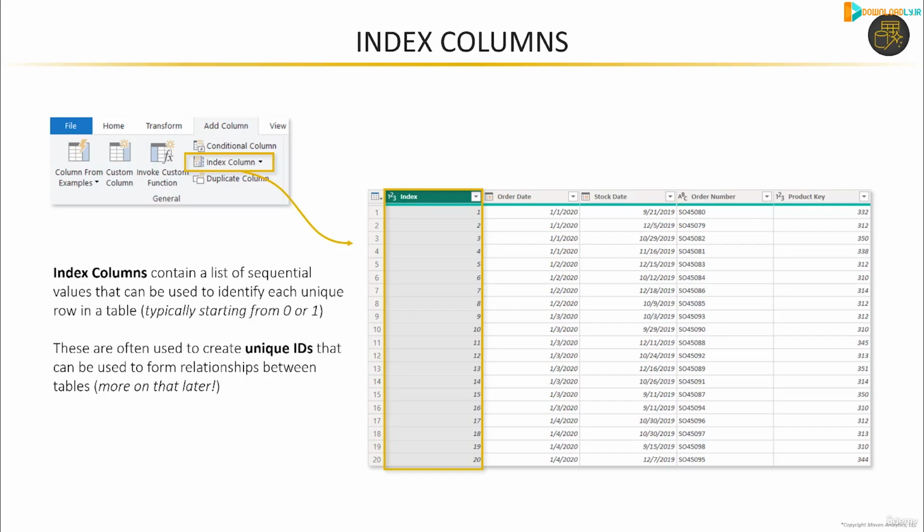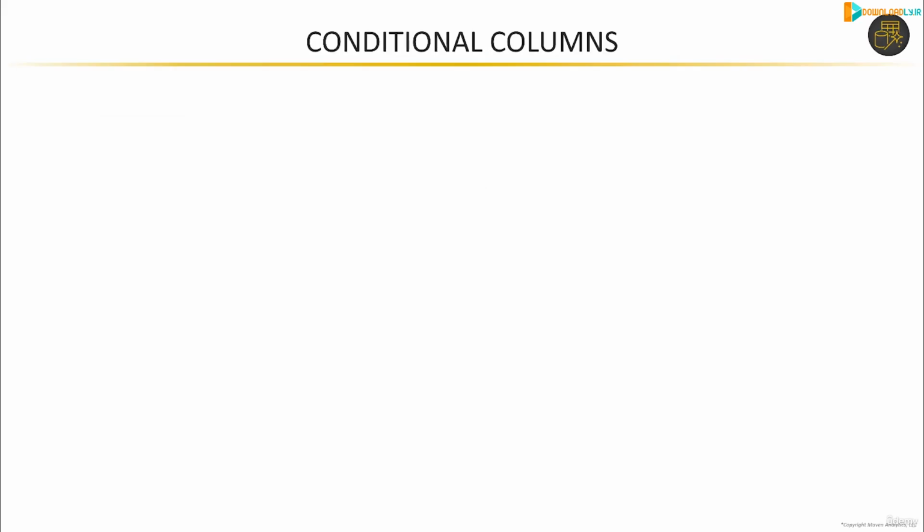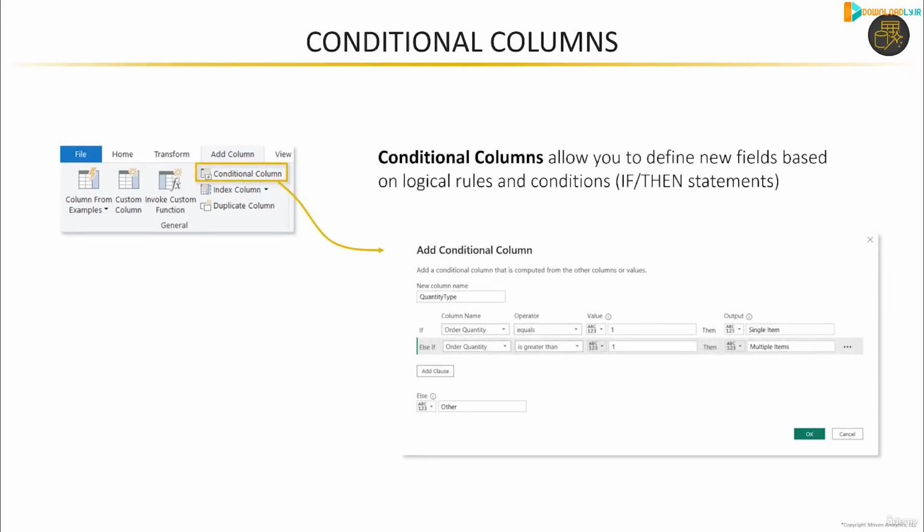I know we've been hinting at this idea for quite a bit, and it's something that's going to be covered in much more depth in the Intro to Data Modeling section of this course. So index columns are super simple. Moving on to conditional columns, these are a bit more interesting, and you can find them right there above the index column option in the Add Column tab.